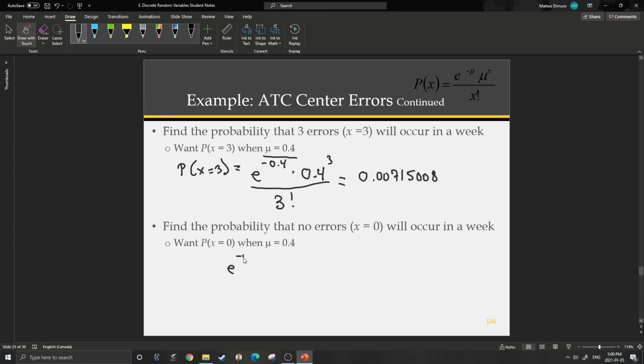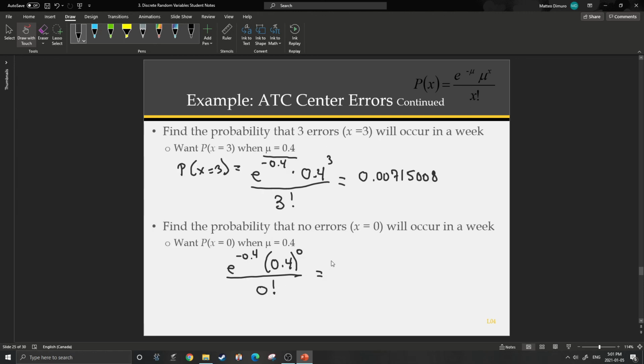Our mean hasn't changed, so still e to the power of negative 0.4. And then 0.4 raised to the power of x, which is 0, and then divided by 0 factorial. Just remember, this is not the same thing as 0. This is 0 factorial, which is equal to 1.